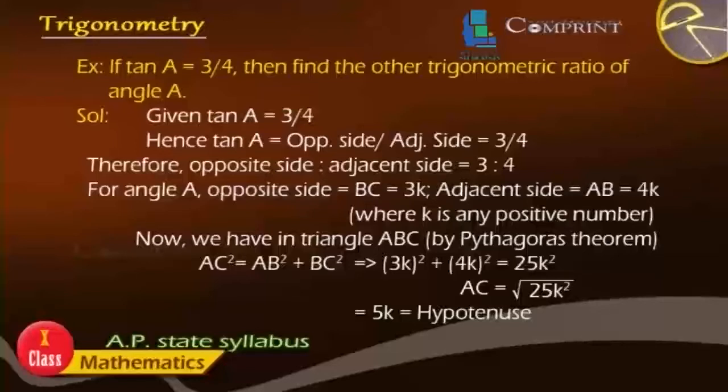Now, in triangle ABC, by Pythagoras theorem, AC square is equal to AB square plus BC square, which is equal to 3K whole square plus 4K whole square, which is equal to 25K square. AC is equal to square root of 25K square, which is equal to 5K, the hypotenuse.